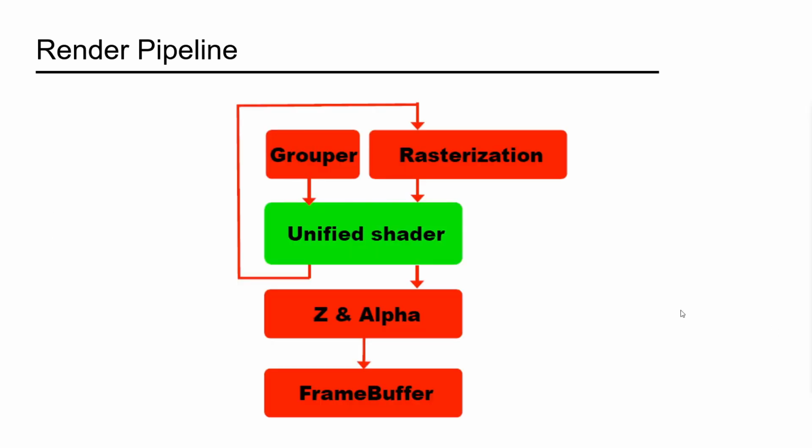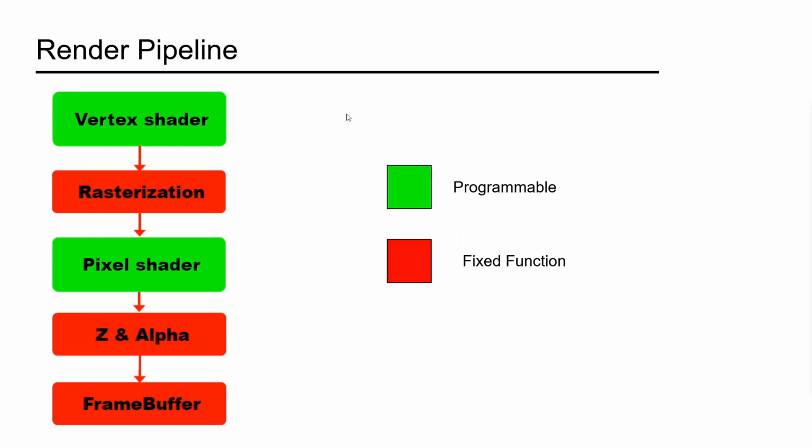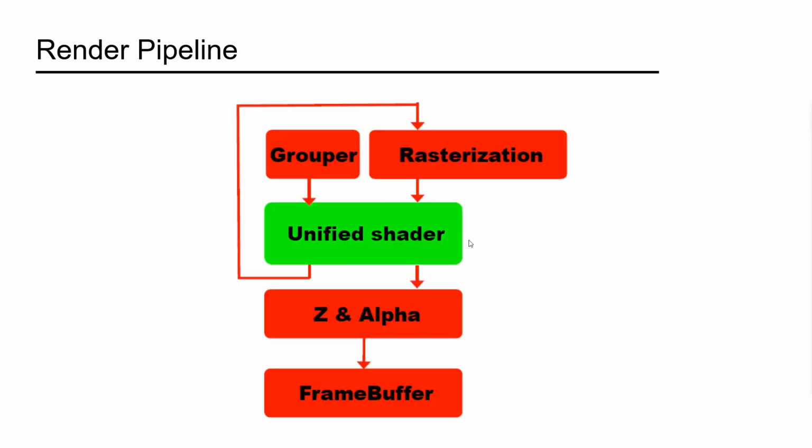Most modern GPUs use a unified shader model. This means that the vertex shader and fragment shader stages, these two in green, are combined into a unified shader stage. On the first pass, the vertex shader program will be executed, then rasterization, and on the second pass, the fragment shader program will be executed before moving on to the Z and alpha and frame buffer stages.